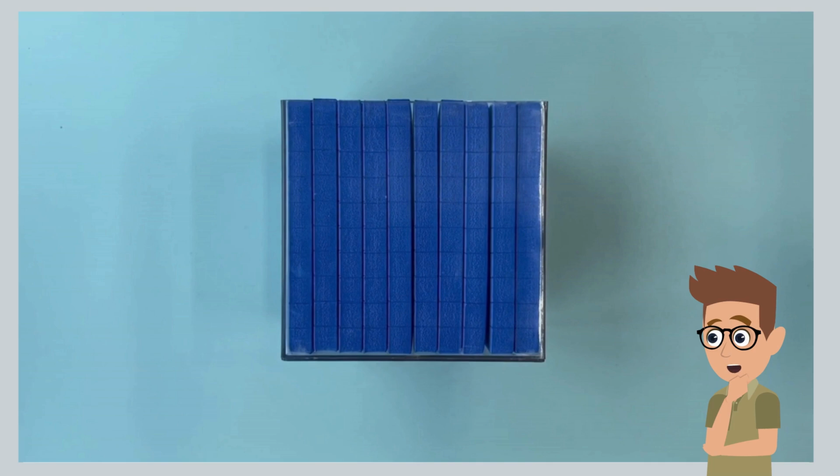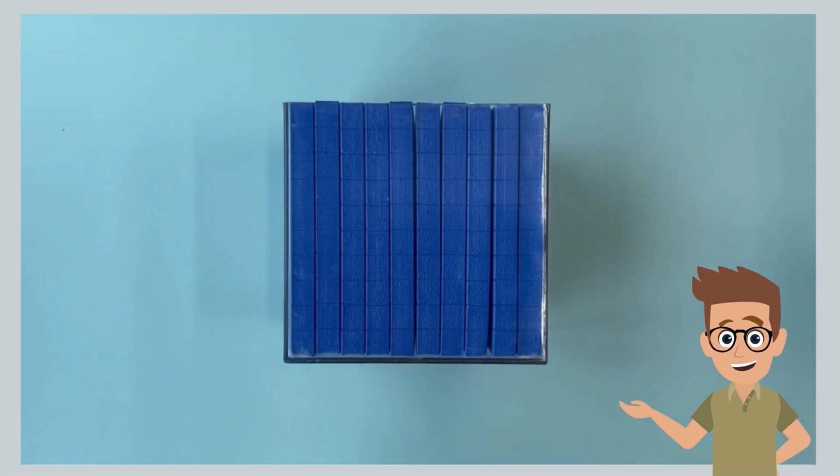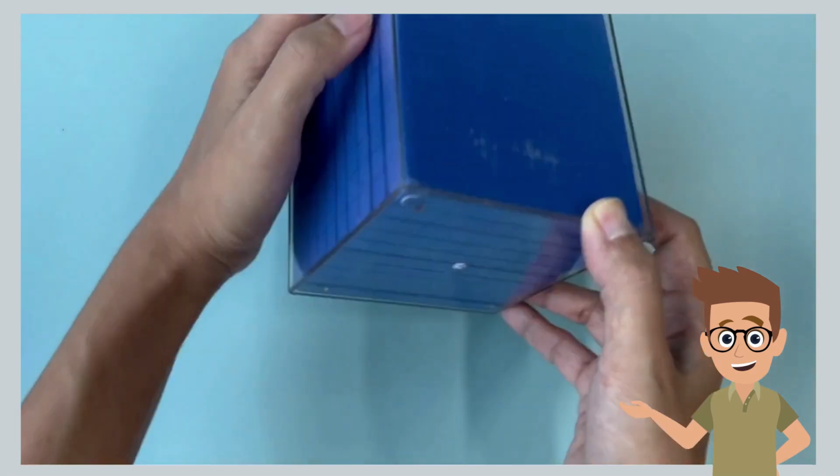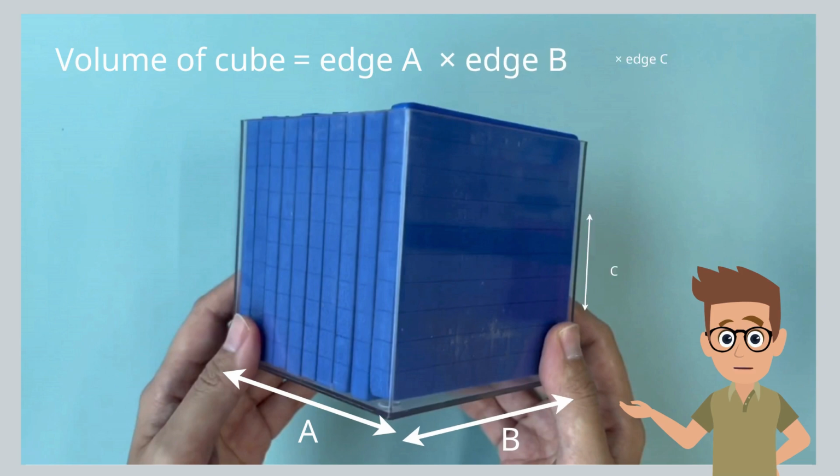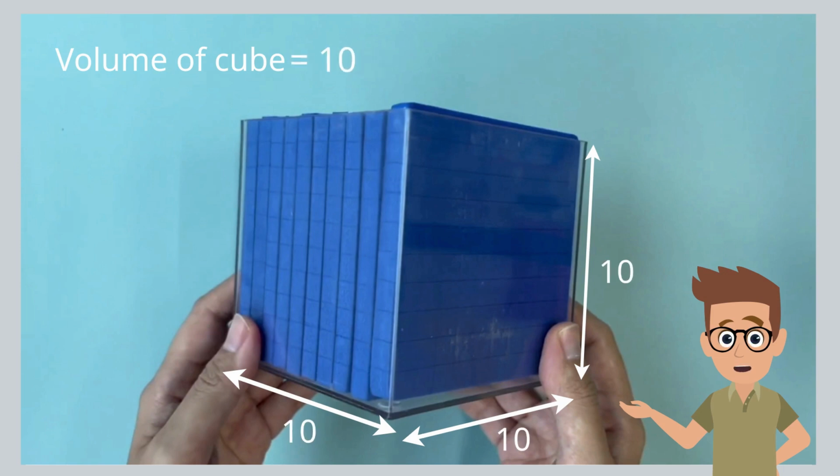We can also find the volume of the cube by multiplying the length of its edges. The volume of a cube is equal to edge A times edge B times edge C. Since all three edges have equal lengths of 10 units each, the volume of this cube is 10 times 10 times 10, which is 1000 cubic units.